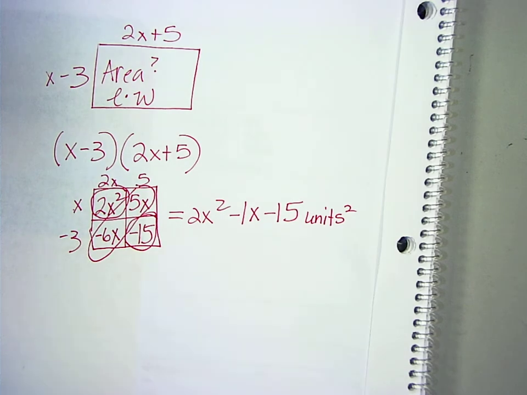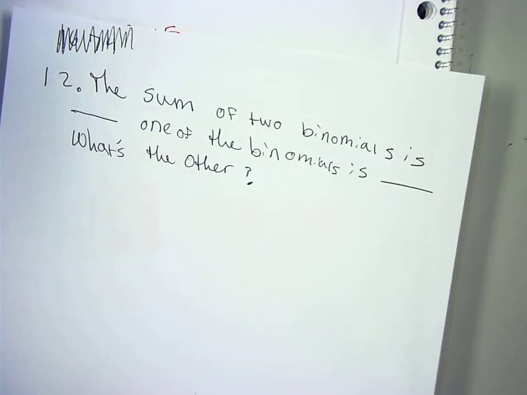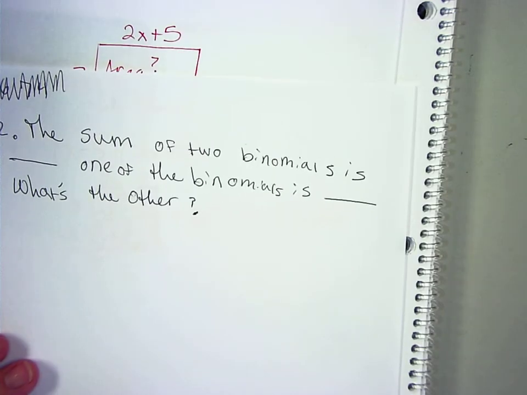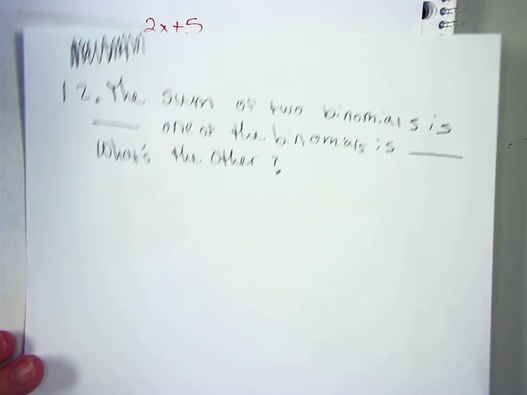And the last one is the sum of two binomials is blank. One of the binomials is blank. What's the other? We did this in class. I'm just going to tell you real quick. I think I made up numbers for this and I don't even remember, so I'll just make some new ones up and show you how to do it one more time.